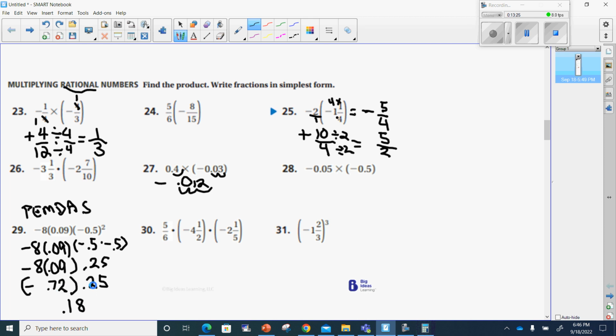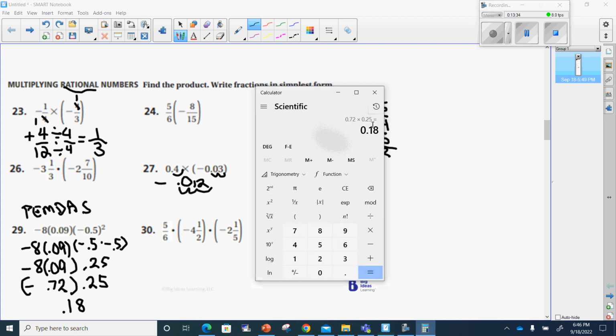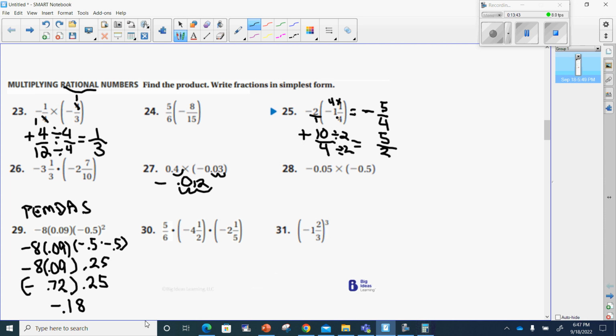I know that I multiplied, which means I have to go ahead and take all of these exponents. Okay, 0.72 times 0.25, 0.18, right? So a negative times a positive is a negative. This would be negative 0.18. Okay?